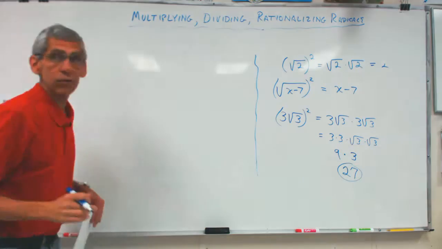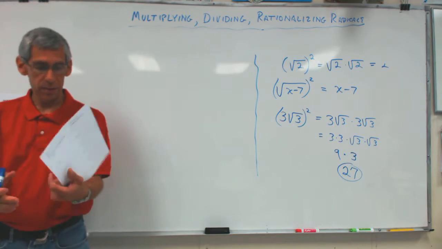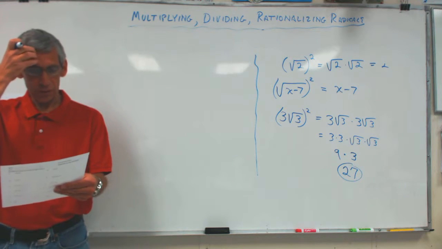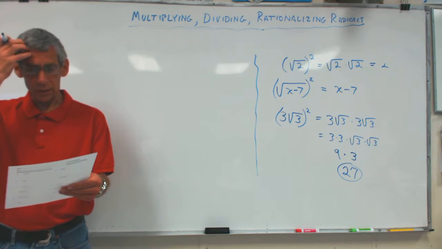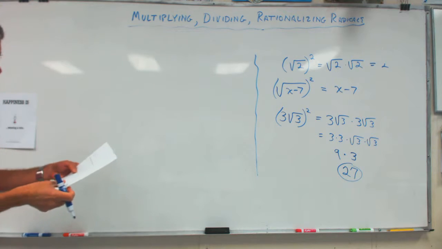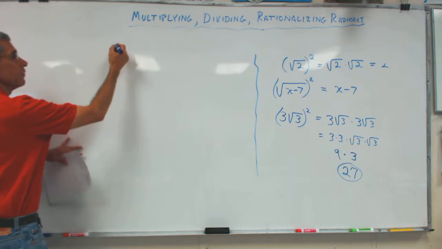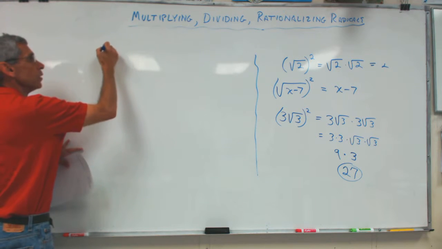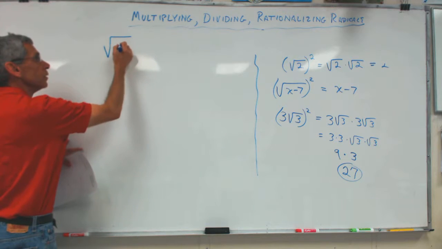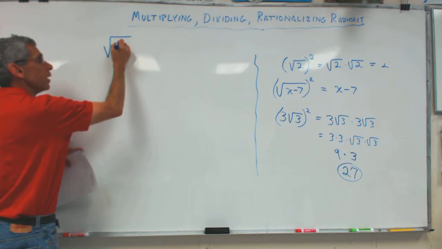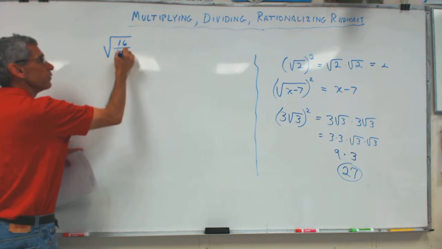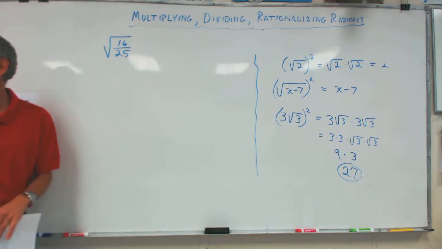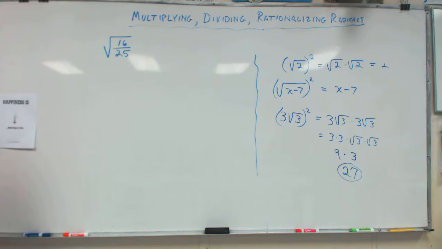Okay. So now dividing is the same thing. You only have to do through number 16. We'll deal with rationalizing tomorrow. But dividing is the same thing. If I gave you the square root of 16 25ths, it's all under the same radical sign.